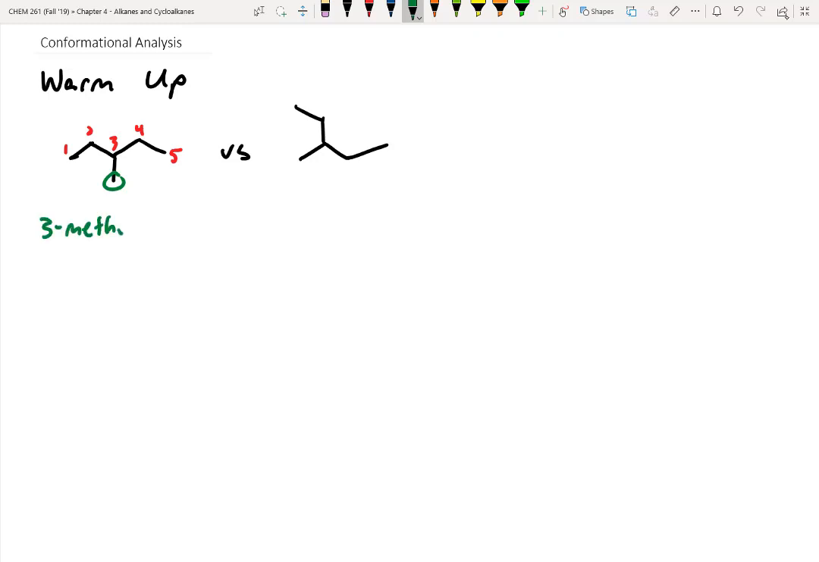3-methyl pentane. So pent means 5. So this is 3-methyl pentane. Let's do the next one. What's the longest carbon chain in the next one? 1, 2, 3, 4, 5. It's got a methyl group coming off of carbon 3. What's the name of this? 3-methyl pentane.